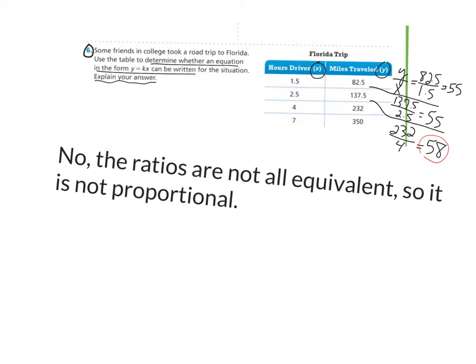And we do need to explain our answer, so we need to make an actual sentence here telling why we came up with this. So we could say something that, no, we can't use this equation because the ratios are not all equivalent, so it is not proportional. Or you could say some ratios are 55 miles per hour, the third one is 58 miles per hour, so it's not going to work. Okay, remember that y equals kx only works if all of our ratios are equivalent and it's a proportional relationship.